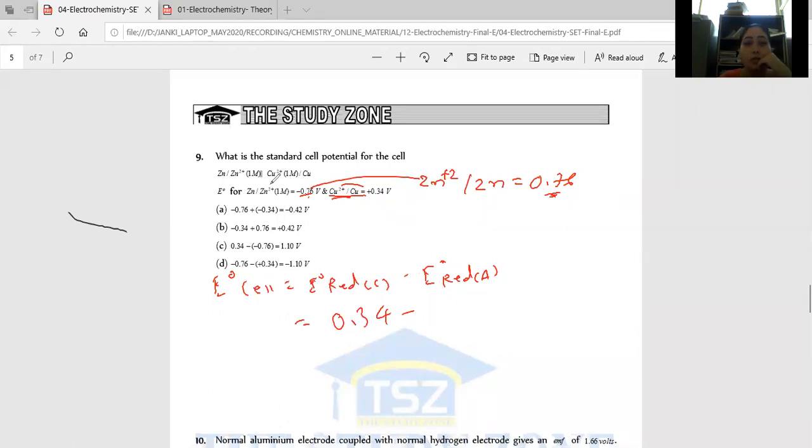Now E naught cell is equal to E naught reduction of cathode minus E naught reduction of anode. Which is your cathode? Cu plus 2 is the cathode. What is the reduction potential of the cathode? Let me check the answer. See now, check it. Reduction potential of cathode is 0.34. What is the reduction potential of anode? Minus 0.76. So 0.34 minus minus 0.76.